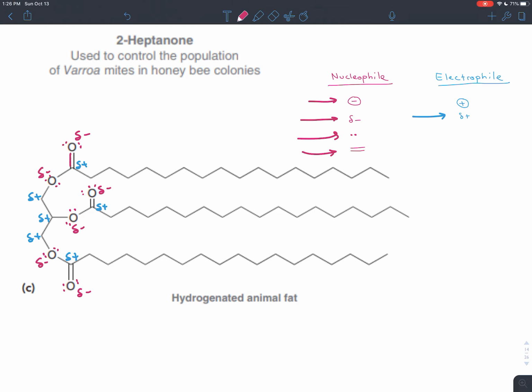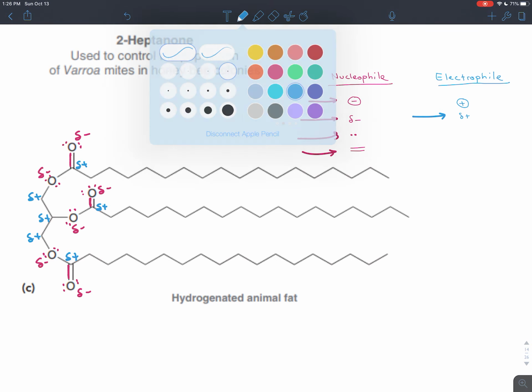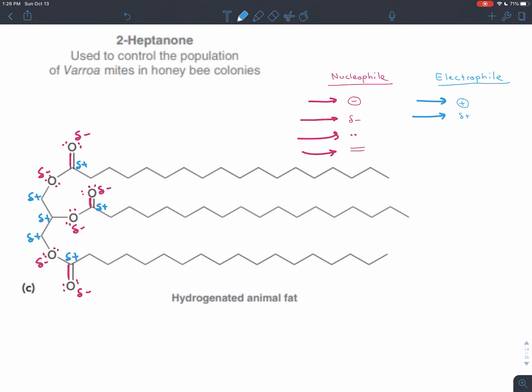Do we have any pi bonds? We do. They're not the best nucleophilic pi bonds because it's really a 1.5 bond because of the resonance, but sure, we have them. And then do we have any full positive charges? No. Those would be easy to see, they'd be drawn in.